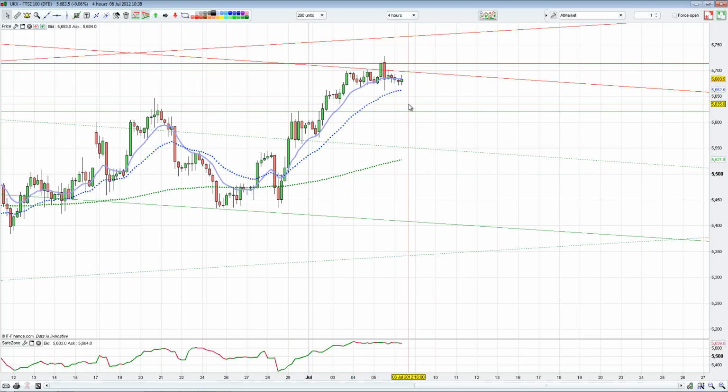So it does work quite well. It's quite reliable and probably works about 70-80% of the time. It's quite a nice simple one to use, and I do use that in conjunction with the standard support and resistance lines, which are the subject of the next video.